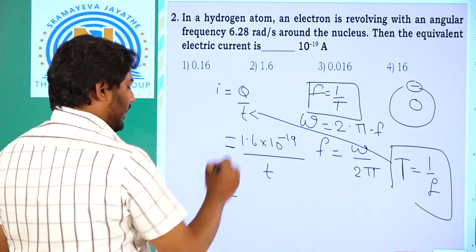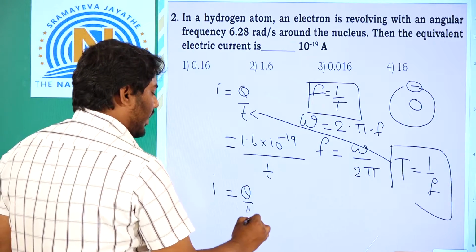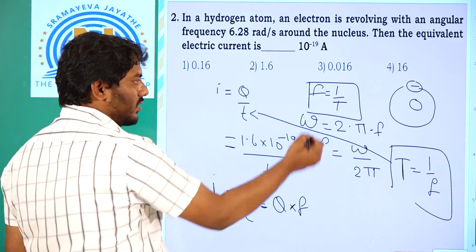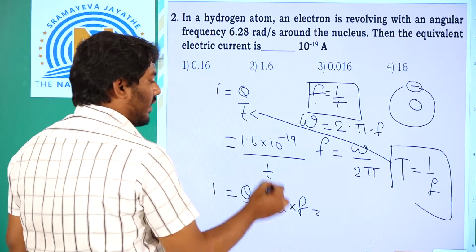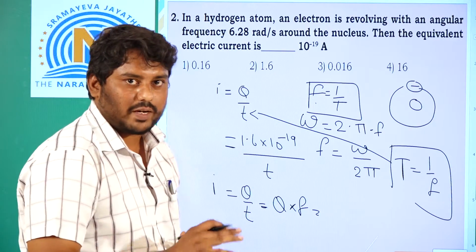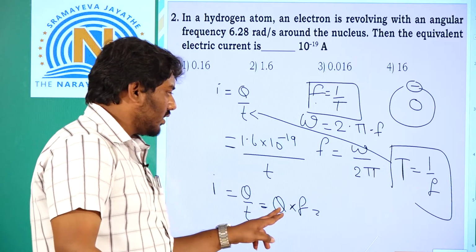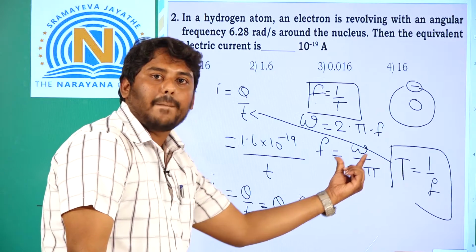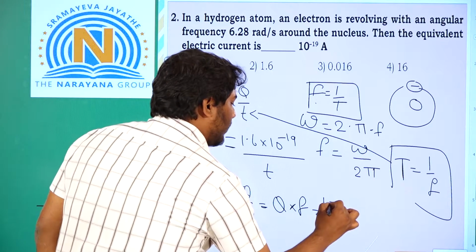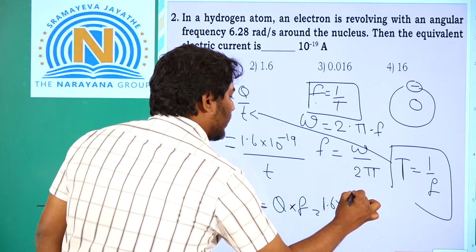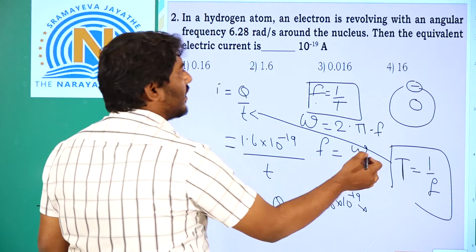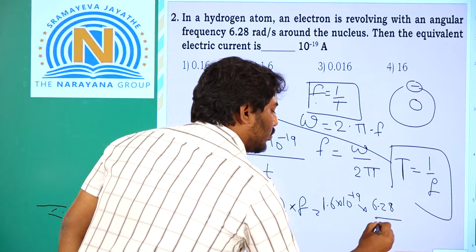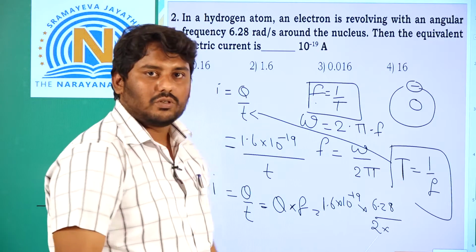I'll write I equals Q by T, which is simply nothing but Q into frequency. From where I got this frequency? From here. Now I'll substitute all the values. Q is 1.6 into 10 to the power of minus 19. What about frequency? Here I got the frequency, which is omega by 2 pi. Directly I am writing 1.6 into 10 to the power of minus 19 into omega, which is given in the question itself, 6.28, by 2 pi. 2 into pi value 22 by 7.